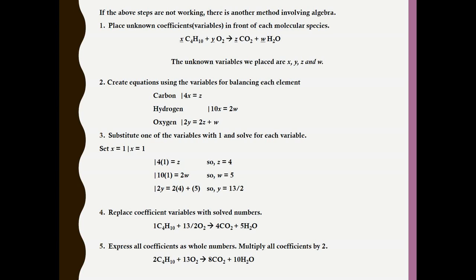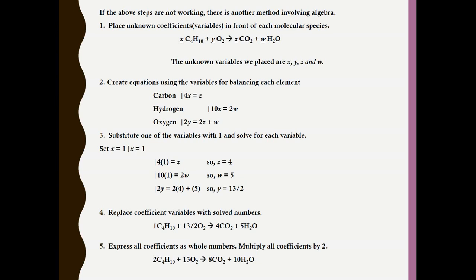Now for the last one, I just substitute that 4 and 5 from the previous 2 steps into that equation, and I get Y equals 13 divided by 2. Now, the next step is you have to replace all the coefficient variables with the solved numbers. So in the end, my equation is going to be 1 C4H10 plus 13 by 2 O2 yields 4 carbon dioxide, or CO2, plus 5 H2O.